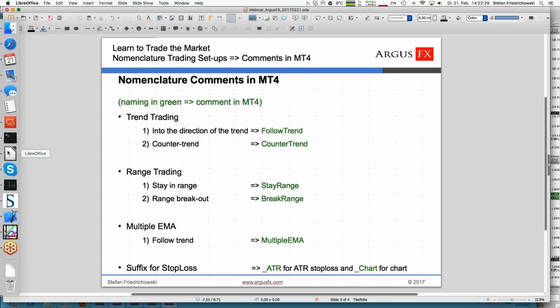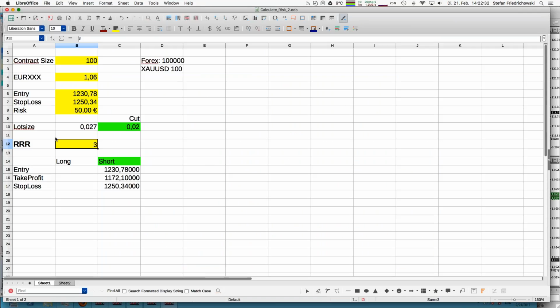You might have seen this already within the Excel sheet. So the nominal lot size has been 0.027. Since we can't trade that lot size, we have only the possibility, the smallest unit is 0.01, and the step size is 0.01 as well.